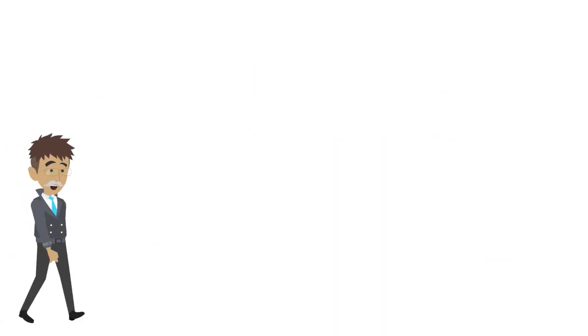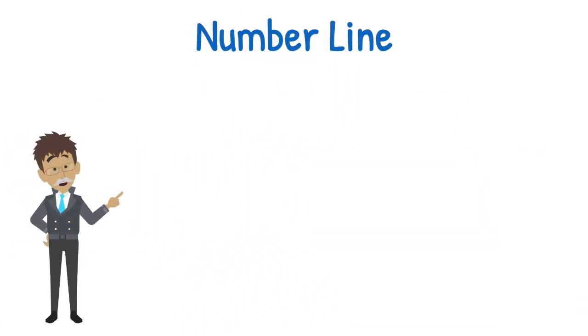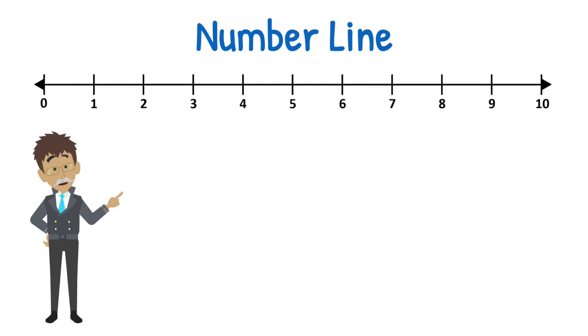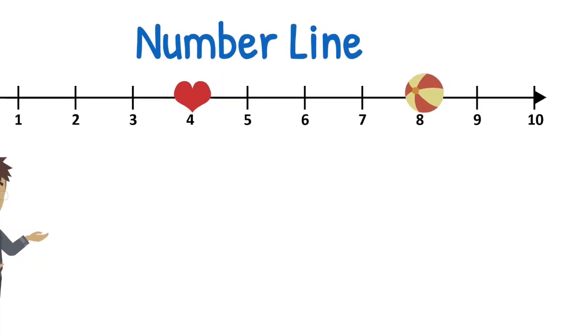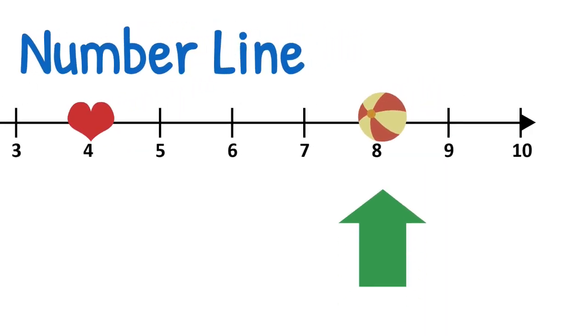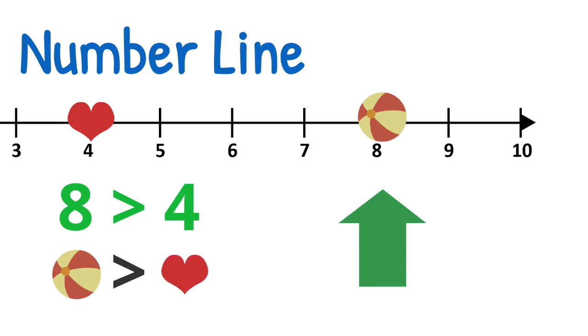Another way to compare whole numbers is to use a number line. A number line is a line with numbers placed along it in order. To compare two numbers on a number line, we look at which number is to the right of the other number. The number to the right is the greater number.